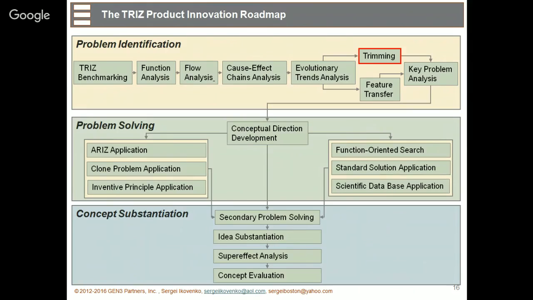Another tool that we learn in detail during basic training will be trimming. Trimming means removing components associated with issues. That's a very unusual approach, because usually engineers try to fix things and they don't think about throwing components away. So that's what trimming does.